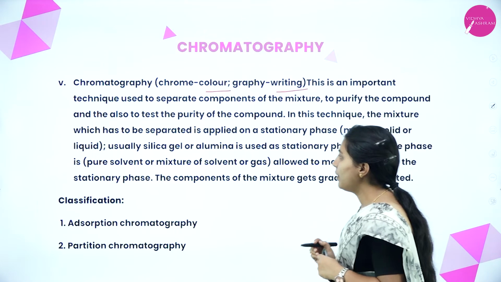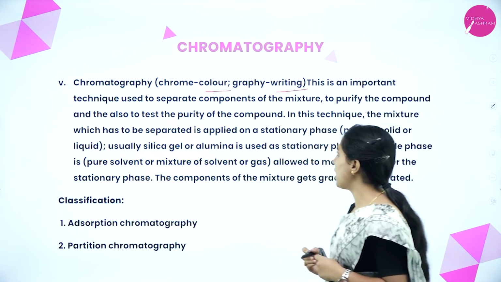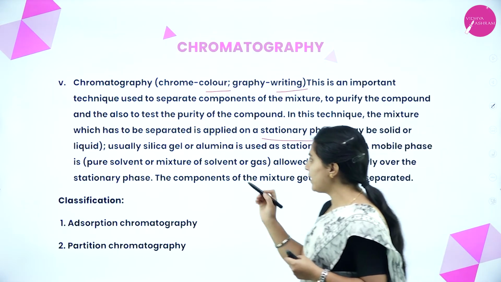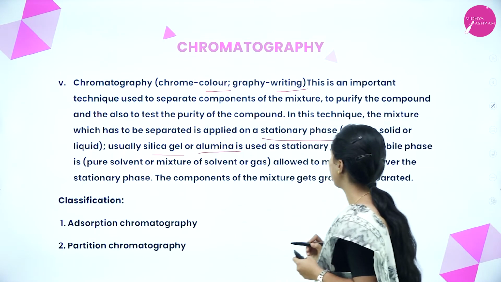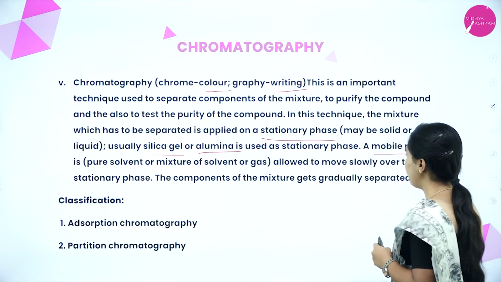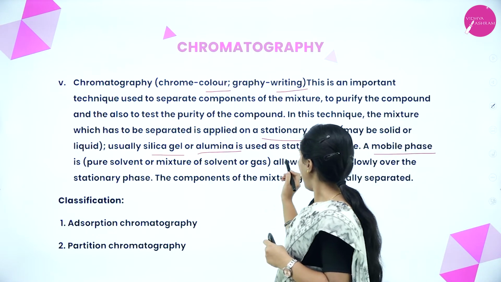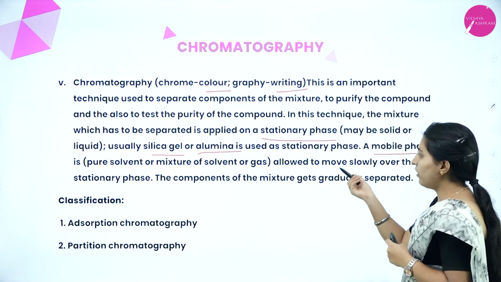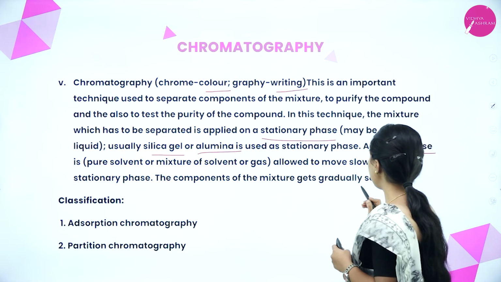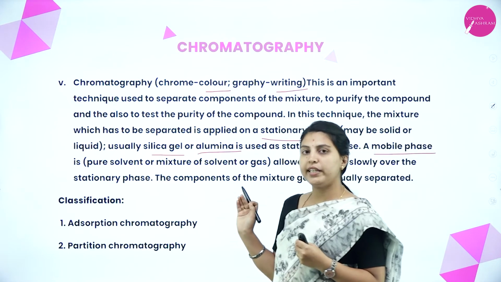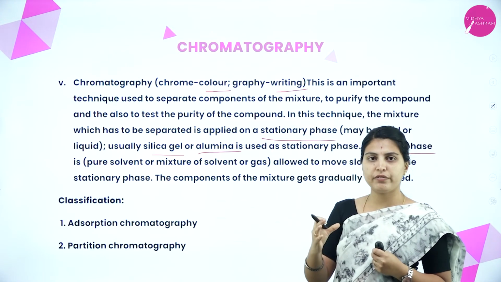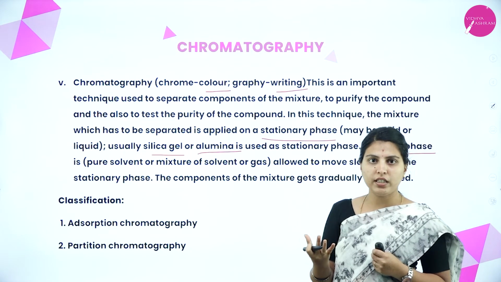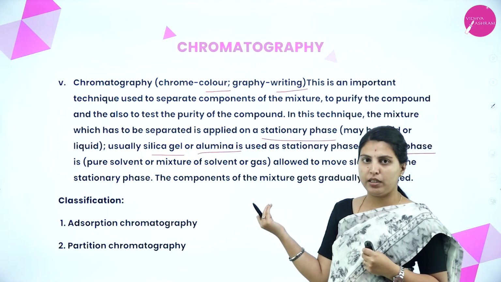In this technique, the mixture which has to be separated is applied on a stationary phase. It may be solid or liquid. Usually silica gel or alumina is used as the stationary phase. A mobile phase, which may be a solvent or a gas, is allowed to move slowly over the stationary phase. The components of the mixture gradually get separated. This technique is called chromatography. The stationary phase is fixed in one place, and it is used as a solid or liquid. Usually they use silica gel or alumina.